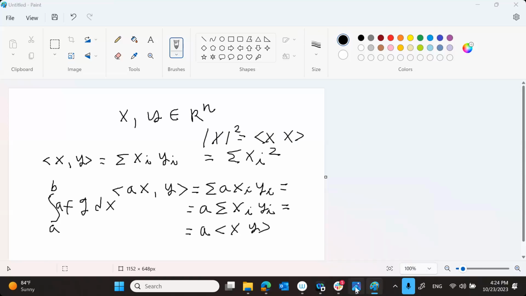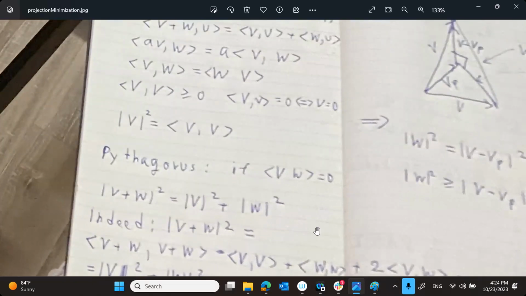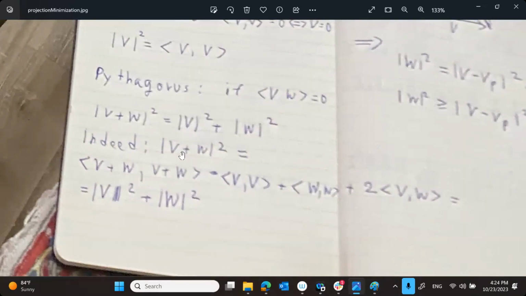Great. So now the Pythagoras theorem. We obtain it from the formal properties. Let's see it. The square of the length of V plus W, according to the definition, is V plus W multiplied with V plus W. That's our definition. And then from the fact that it's linear, you get V times V, W times W, and 2 times V times W. And 2 times V times W you get from the symmetry, because V times W is the same as W times V.